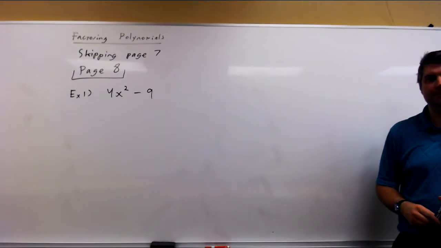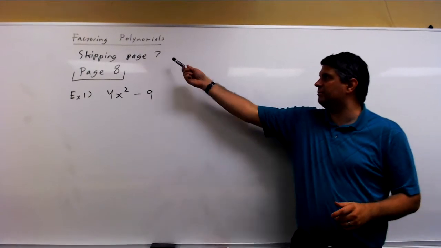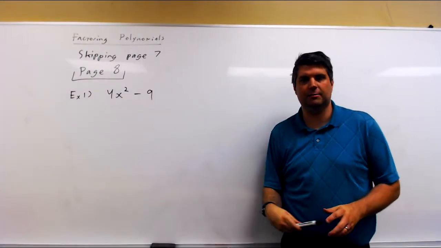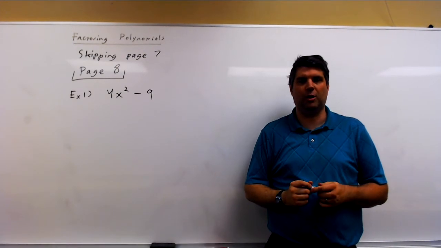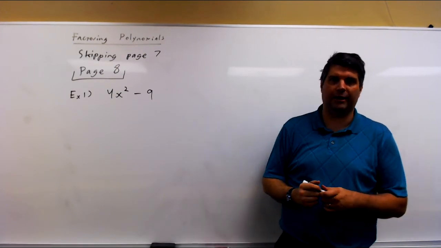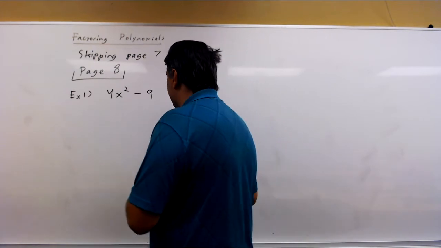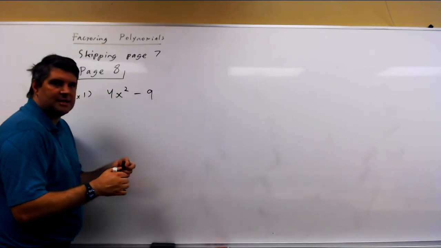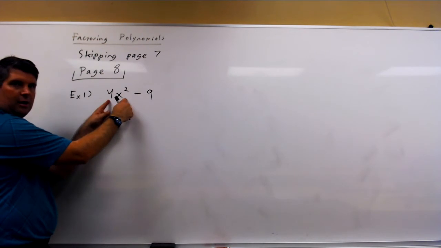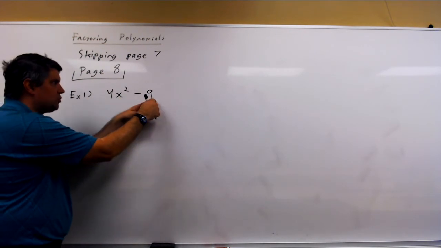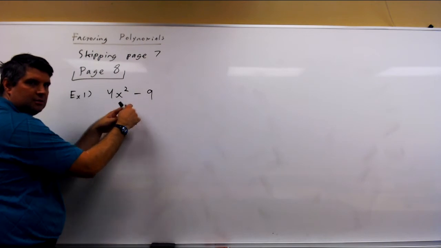Okay, I am skipping page 7 and going on to page 8. Page 7 was an alternate method to the trinomials that I was doing earlier. I'm moving on to something called difference of squares. Difference of squares is where you have a perfect square minus a perfect square. It has to be a minus.